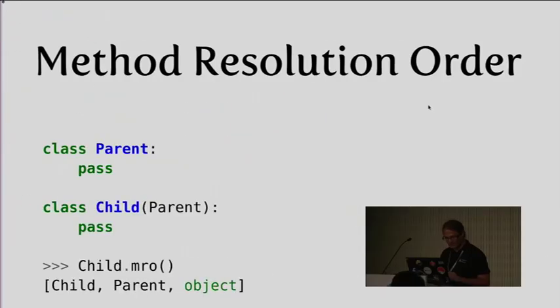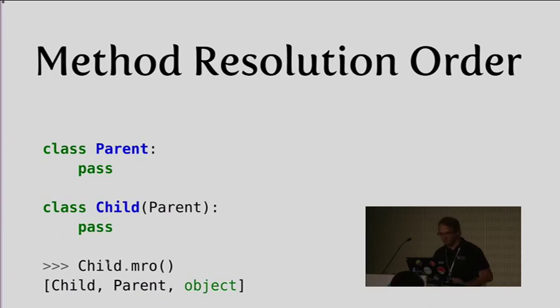And it has to do with something called the method resolution order. So if you have a class and a subclass of it, you can check the method resolution order, and it gives you the child, the parent, and the object. Now, when you look something up in the class, it goes through the classes in this order.